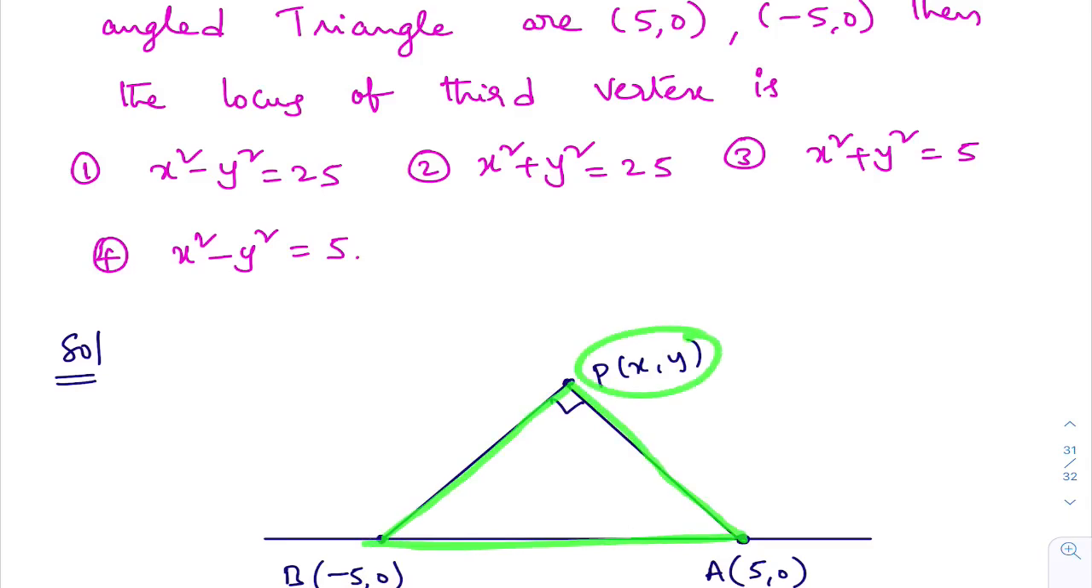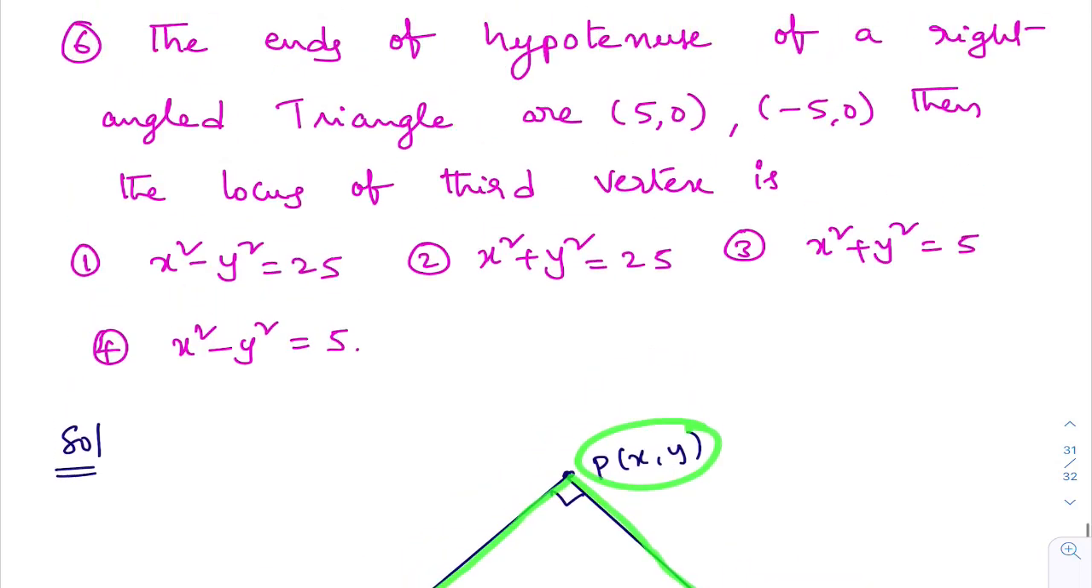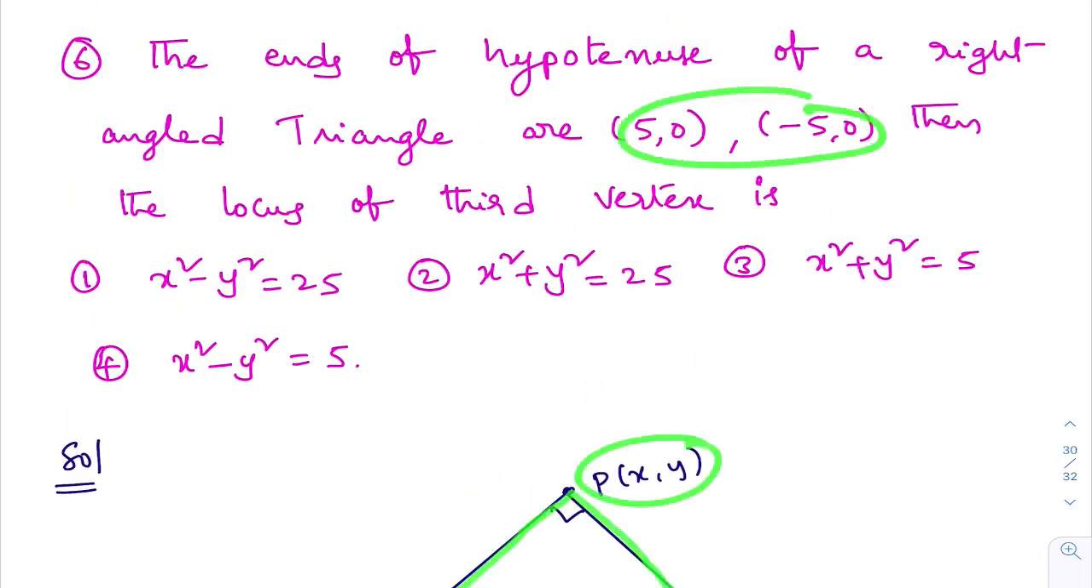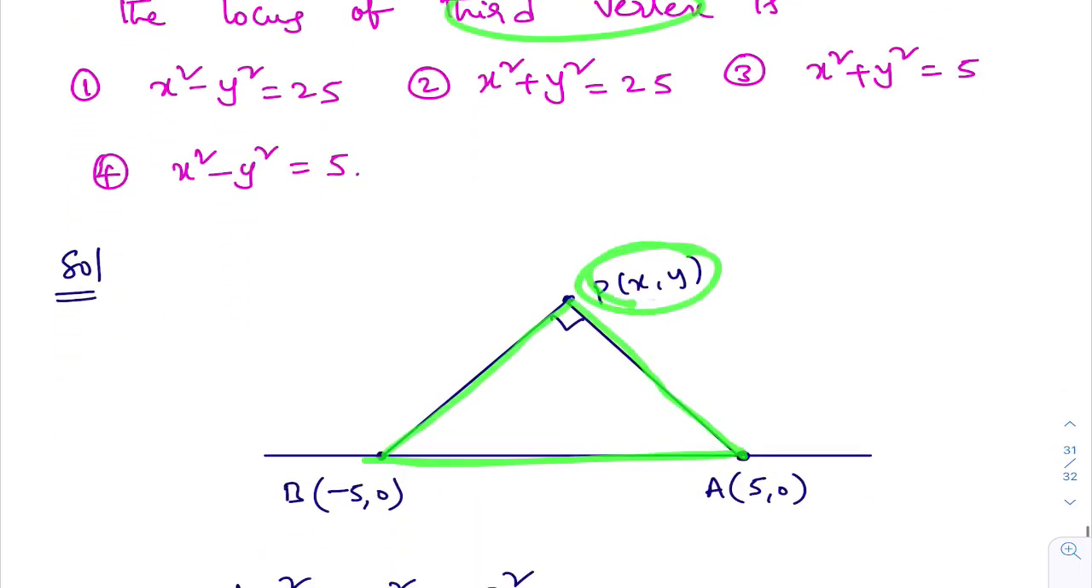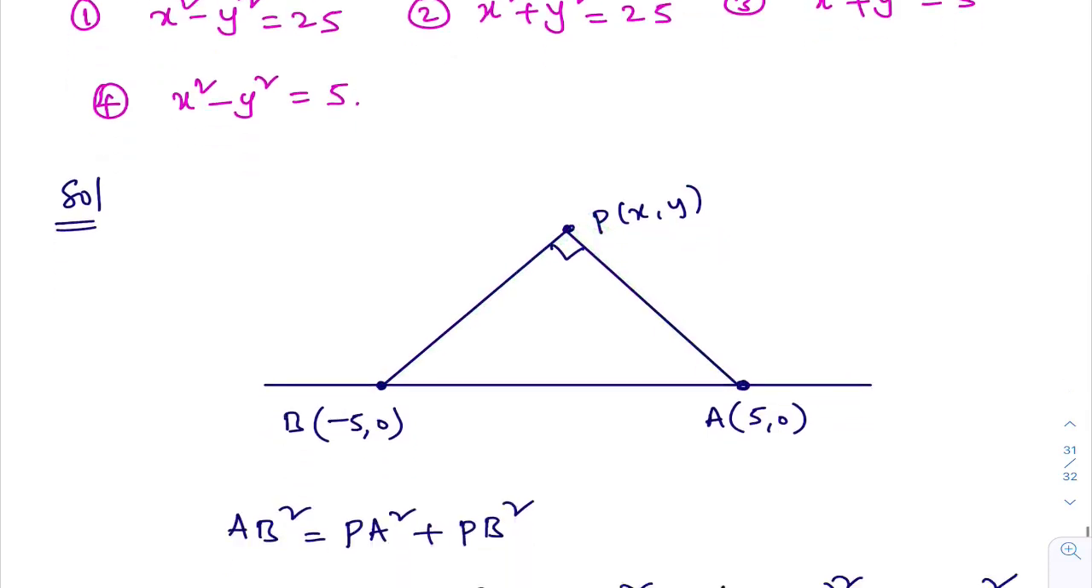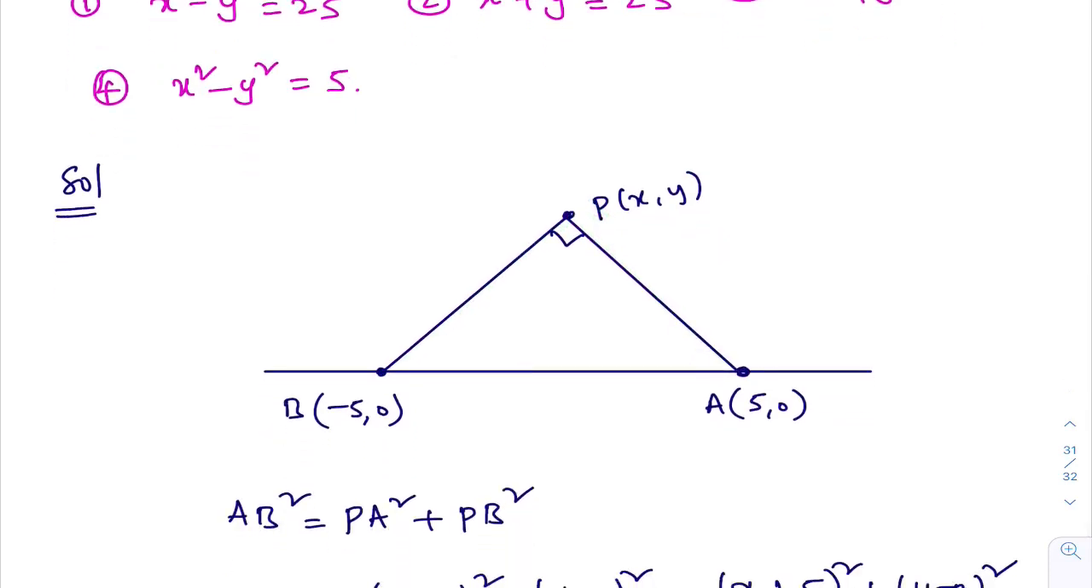What they are saying, the third vertex forms a right angle triangle. The ends of the hypotenuse are given. Then what is the locus of the third vertex of the right angle triangle? You observe here, as it is a right angle triangle, what is AB? AB is the hypotenuse. We know that in a triangle, the side opposite to 90 degrees is known as the hypotenuse. This is the hypotenuse.